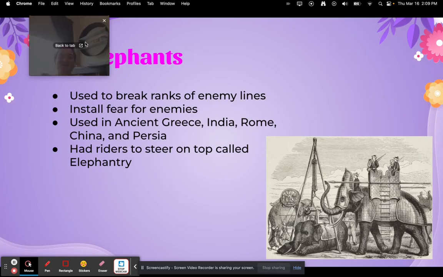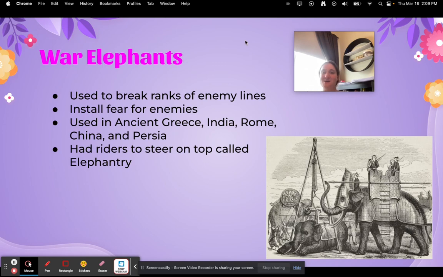All right, next we're going to talk about war elephants, because war elephants are always interesting to talk about. So yes, you're like, really? They used elephants for war? Yeah, it was a thing. They used them to break ranks of enemy lines. Elephants really instill fear in enemies because A, they're huge and B, they're loud. They were used in places such as ancient Greece, India, Rome, China, and Persia. They're the most famous for using war elephants.